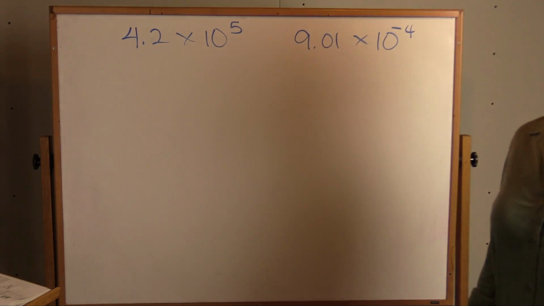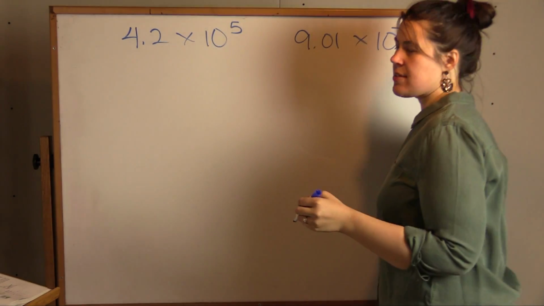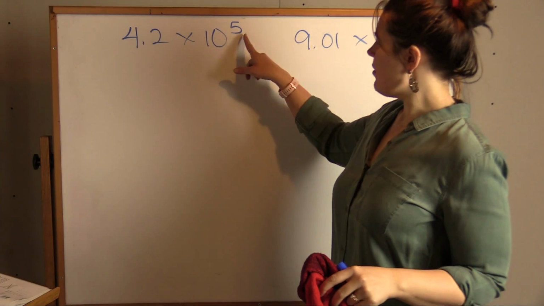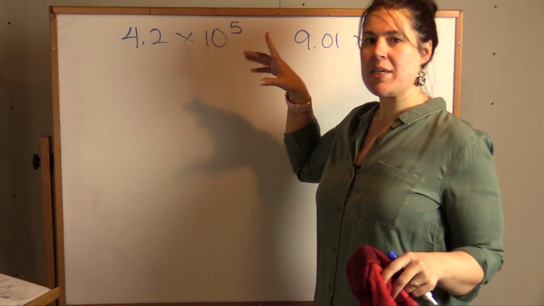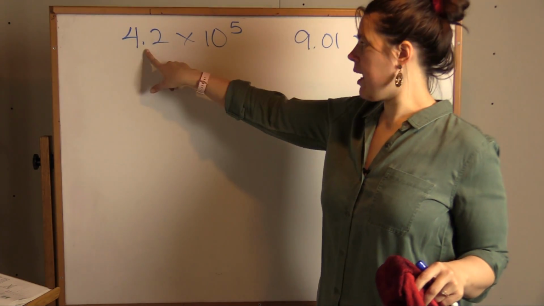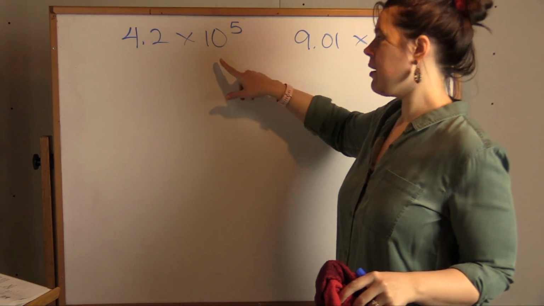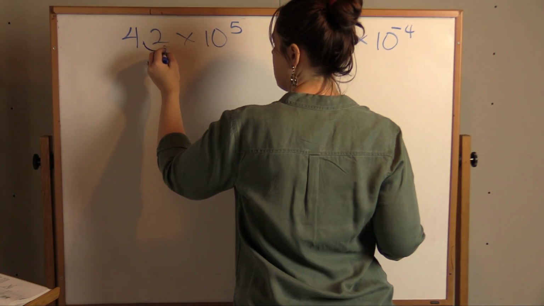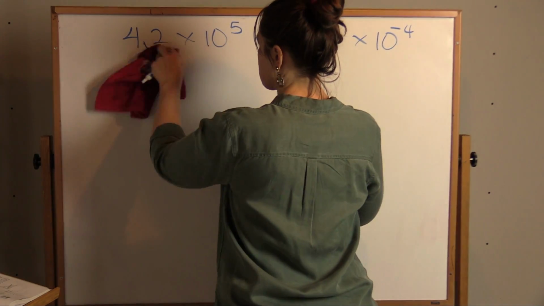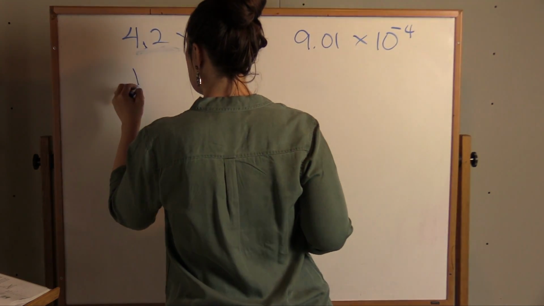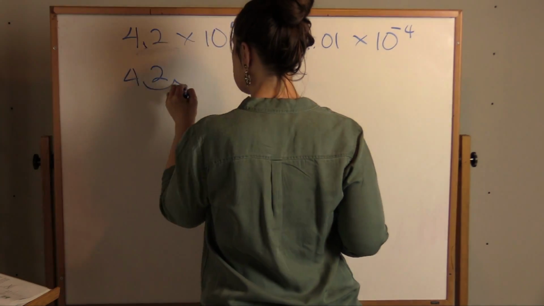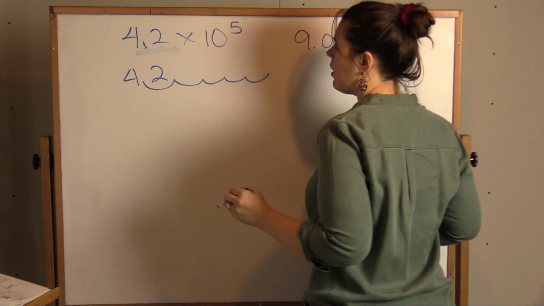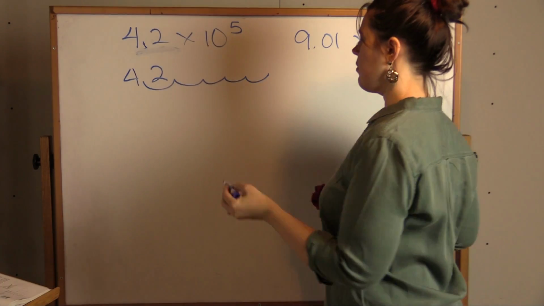All right, so with these, if I take it out of scientific notation, if it's a positive exponent, that means I'm making it bigger. So that means I'm moving the decimal to the right 5 places. So let's do that. Actually, I'm going to rewrite it so I have space. So 4.2, I move it 1, 2, 3, 4, 5. What do you do to these empty holes? Well, you fill it in.